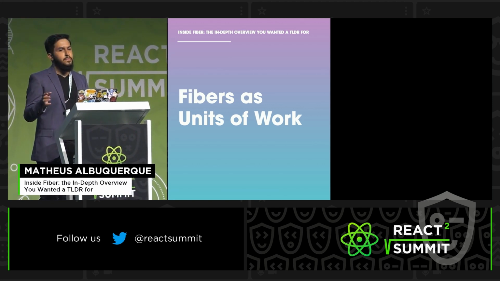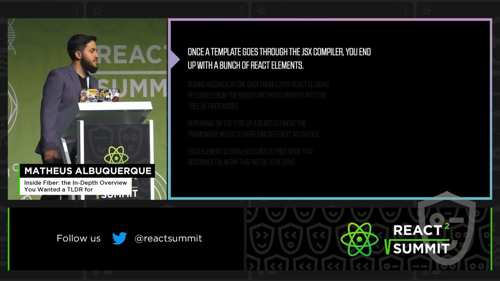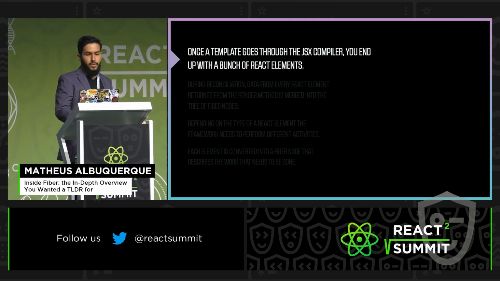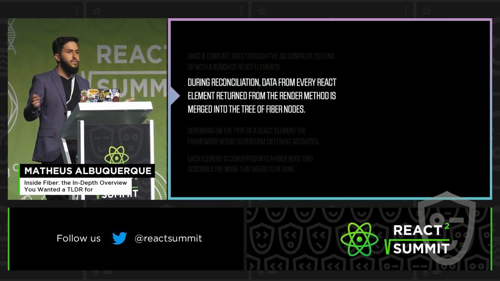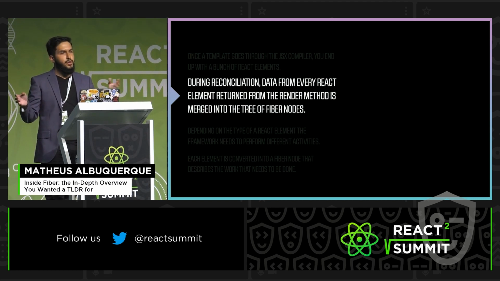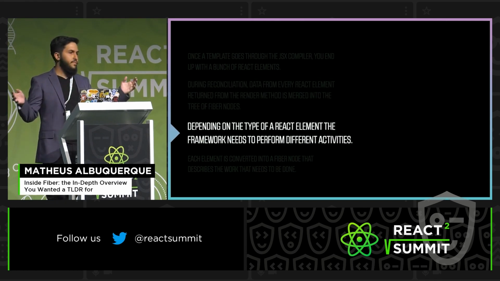Now we can start seeing fibers as units of work. So let's think about what happens with our components. Once our template goes through the JSX compiler, we end up with a bunch of elements. That's what you know. What happens next is, during reconciliation, the data from all of these elements is merged into a tree of fiber nodes that we'll talk a bit more about. Then, depending on the type of what it is, for example a function component, a class component, a suspense component, or whatever, React itself needs to perform different types of work.